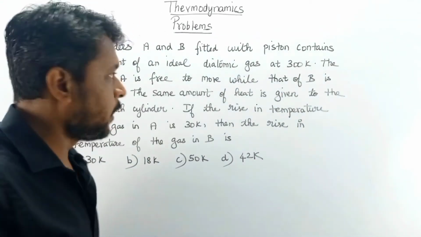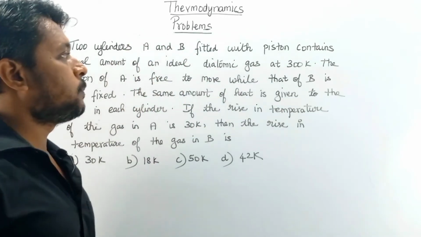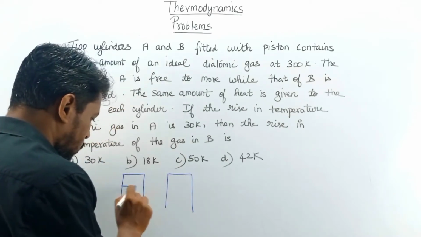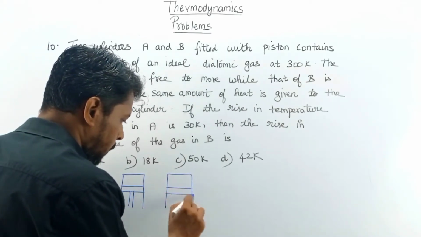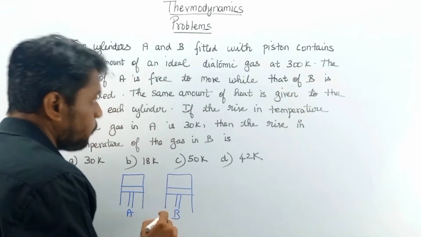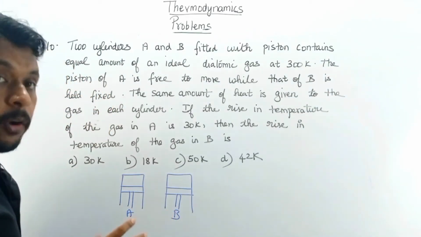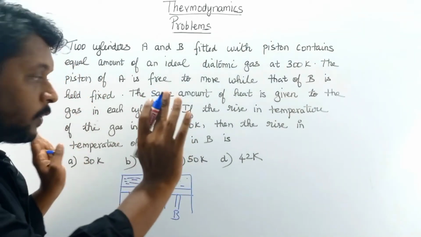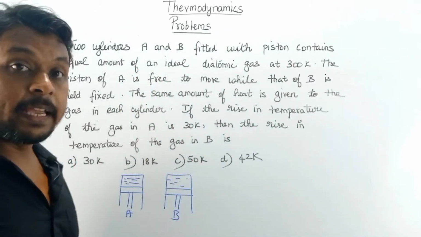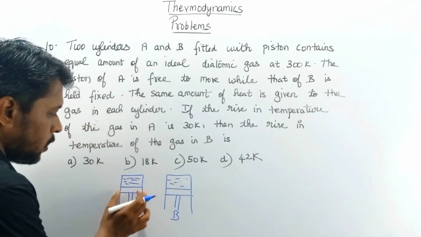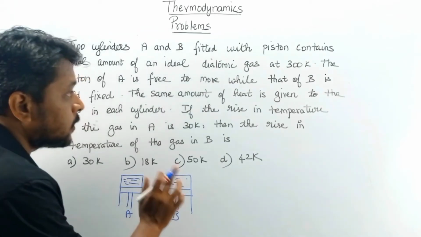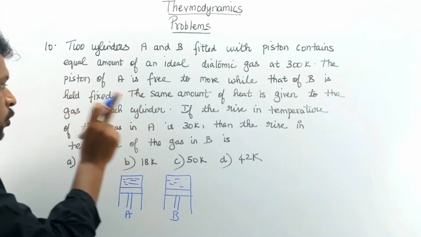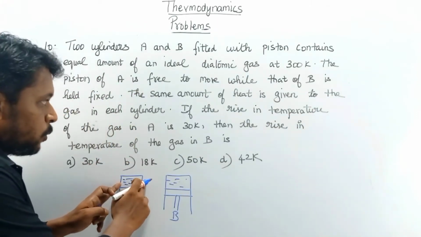In this problem they have given two cylinders A and B fitted with pistons. This is A and this is B. They contain an equal amount of ideal diatomic gas, maintained at the temperature 300 Kelvin. The piston of A is free to move, while that of B is held fixed, it is not free to move. The same amount of heat is given to the gas in each cylinder.